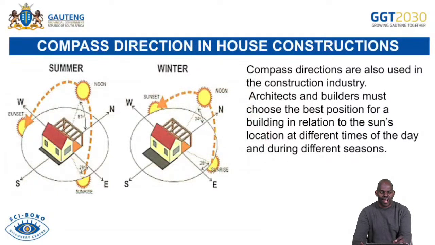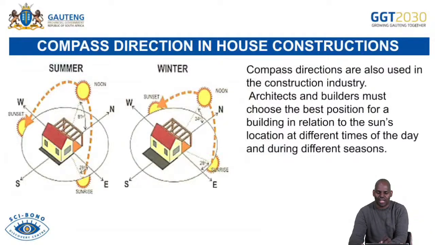Okay, and then we've got compass direction in house construction. Now, boys and girls, you did the compass direction with 8 cardinal points. So that one we should not have a problem with. We should know which side is north, which side is south, which side is west, which side is east, and so on. Now, I don't know how many of you are aware of this. Maybe the geography learners will testify to this in terms of the movement of the sun.